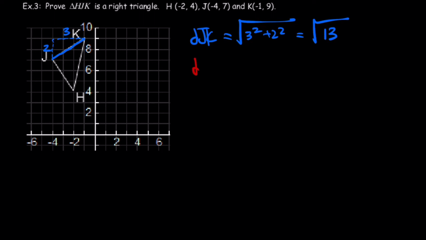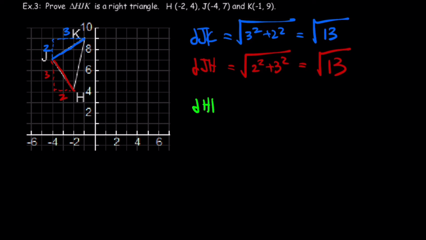Next, let's do the distance of JH. So JH is this side. Delta x is 2, delta y is 3. So it's 2 squared plus 3 squared, but notice the numbers are the same as up above. I've already done that. That's square root 13. And the last one will be the distance of HK.